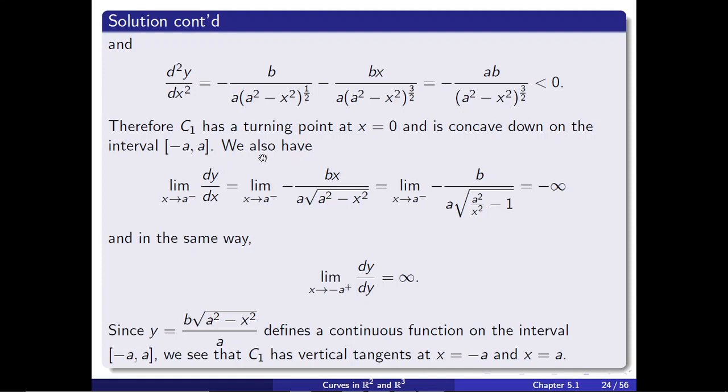And then we also have that the limit as x tends to a from below of dy over dx goes to minus infinity. And if we do the same, we also get that for minus a from above it is going to be infinity. Now, since y defines a continuous function on the interval, we see that C1 has vertical tangents at x is equal to minus a and at x is equal to a, right?